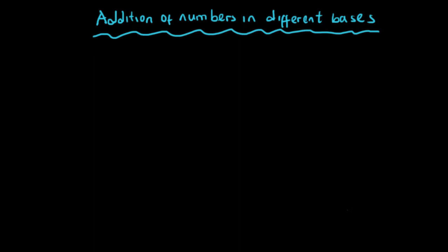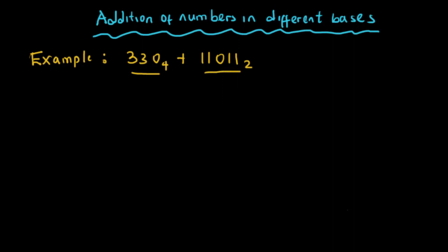In this video, we are going to be looking at addition of numbers in different bases. And I think the best way to explain is to take an example. So let's take an example: 330 in base 4 plus 11011 in base 2. Now if you look carefully, 330 is in base 4, 11011 is in base 2.